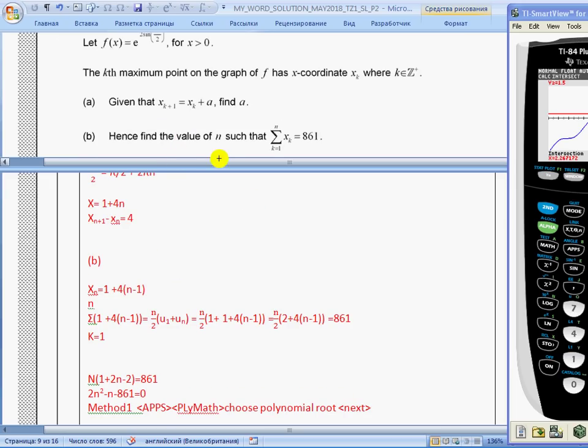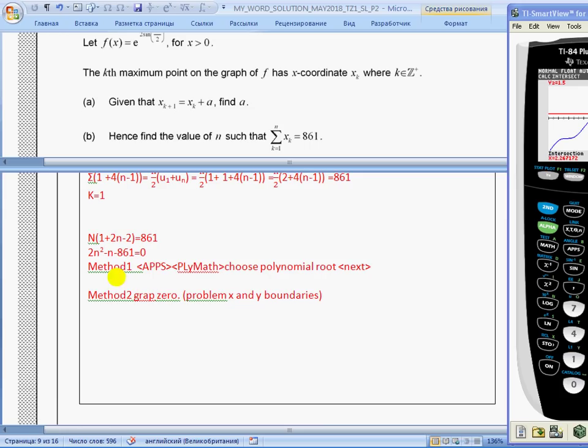Hence find the value of n such that the sum of these elements is 861. So we have an arithmetic sequence. The correct formula for this sequence is this one. Let's check. So when n is 1, the first element is 1. To find the sum of an arithmetic sequence, it is n over 2 multiplied by the sum of the first and last element. So we do it, and we are getting a quadratic equation.